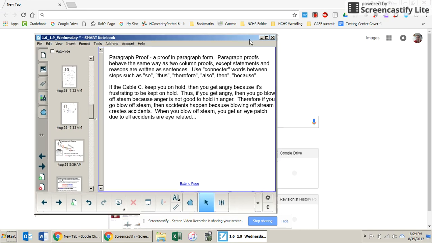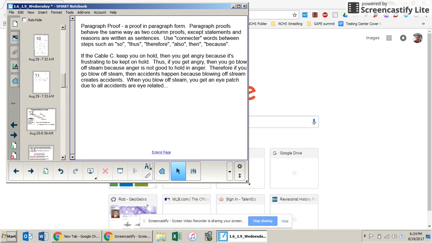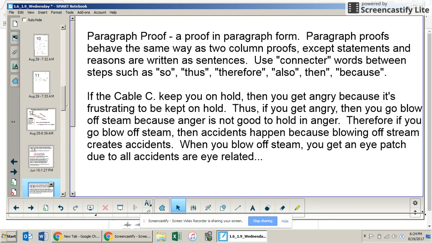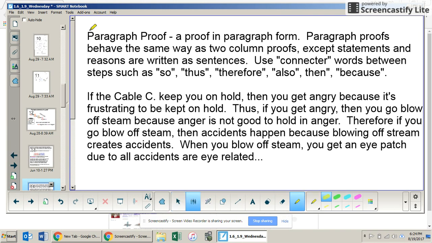So we're going to do a lot of different proofs in here. We'll do some two-column proofs. But I can tell you that paragraph proofs are much more prominent, especially these days. And so you'll need to write a paragraph proof just as much as you'll be writing a two-column proof. The only difference between a paragraph proof and a two-column proof is that a paragraph proof just ties together the statements and reasons. I like to call that tying together connector words. Connector words such as so, or thus, therefore, or also, or then, or because.